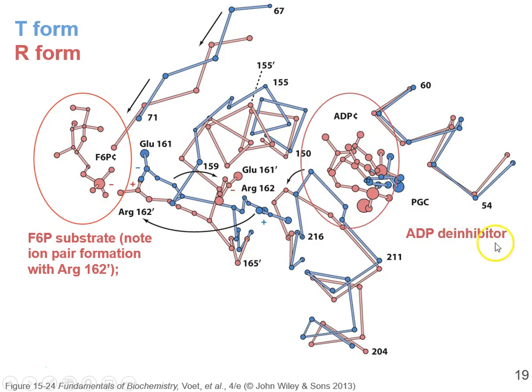So we're going to call this an ADP. This is an allosteric inhibitor. So here's the ADP right here, shown in pink. So the ADP is binding not to the active site, but somewhere else, and it's stabilizing the R form. And in the R form, the enzyme has a high affinity for the substrate, as indicated by this ion pair.